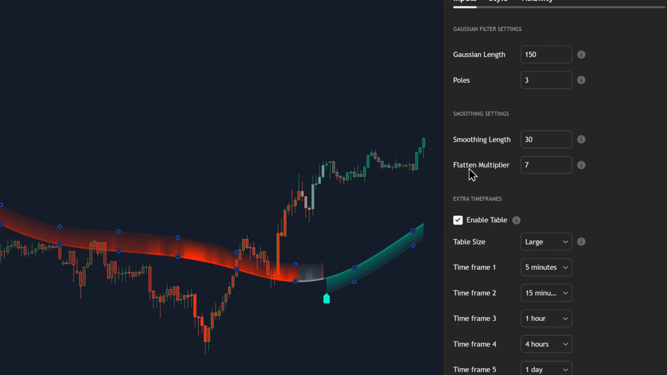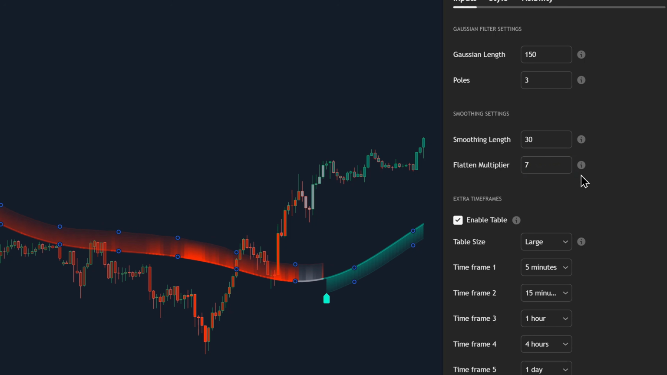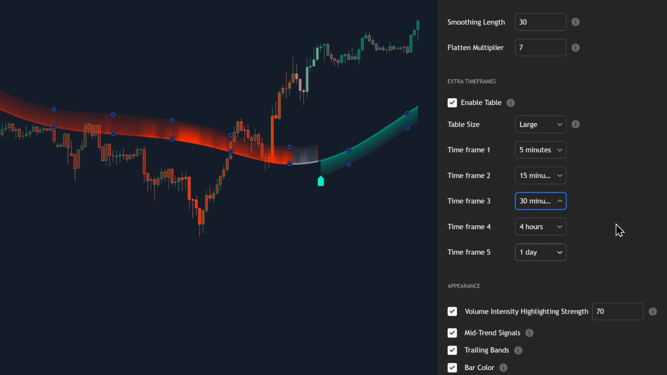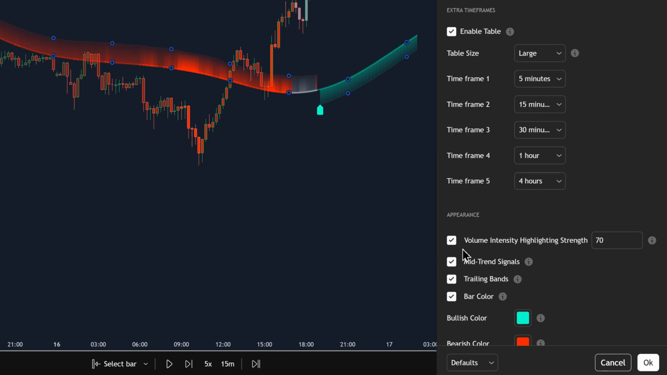The flattened multiplier helps reduce smaller fluctuations within the trend, keeping the Gaussian band steady. A higher value will result in a flatter trend curve, making it more resistant to short-term volatility. And then we can enable or disable the table, change its size, and select the time frames that we want right here. For me, time frame 1 is gonna be 5 minutes, and then 15 minutes, 30 minutes, 1 hour, and 4 hours.